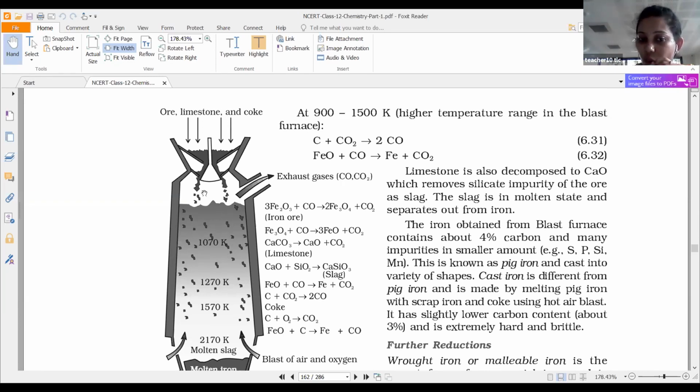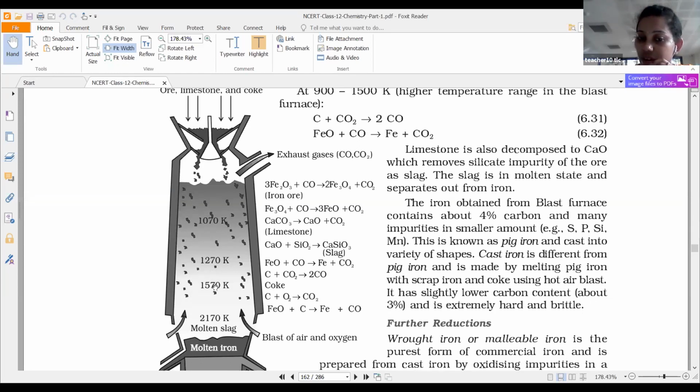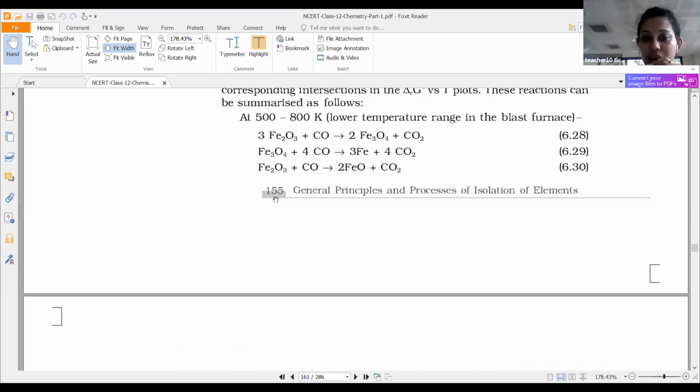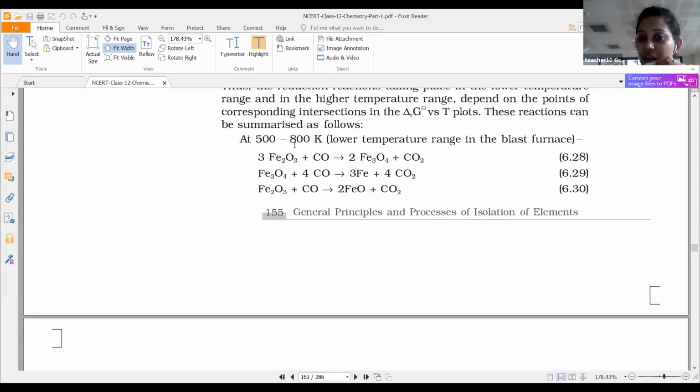Then see, one time reduction takes place here using carbon monoxide as a reducing agent below 1073. After 1073, carbon can be used as a reducing agent. Once again, reduction takes place. Students, I'll show you. I'll combine all those equations which are given separately in your book. At different temperature ranges, different types of reactions are possible. Students, you just concentrate on these three equations.